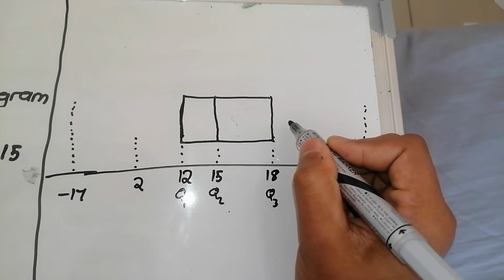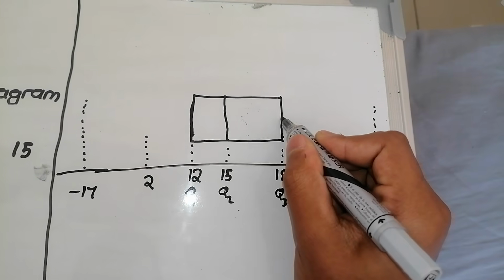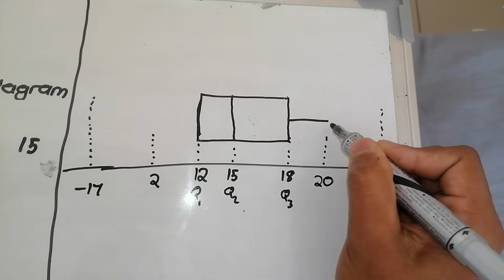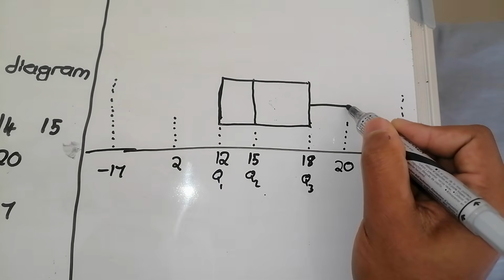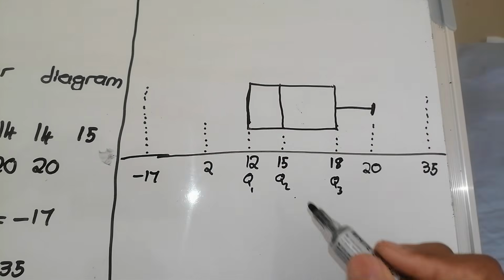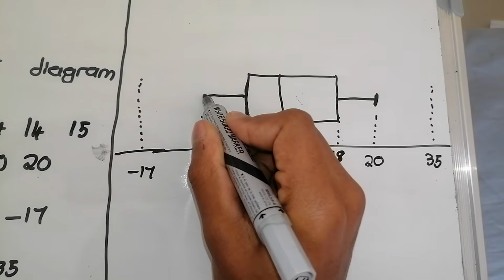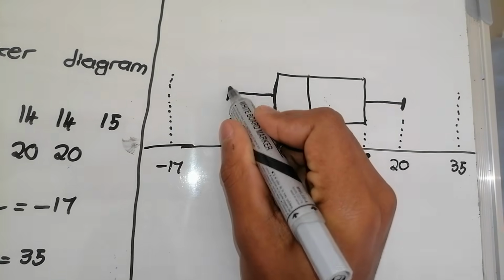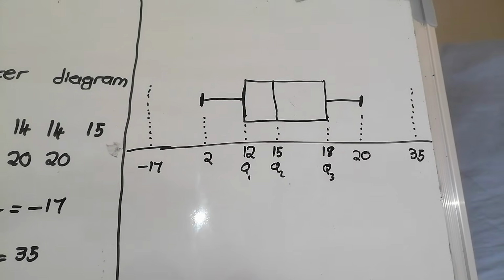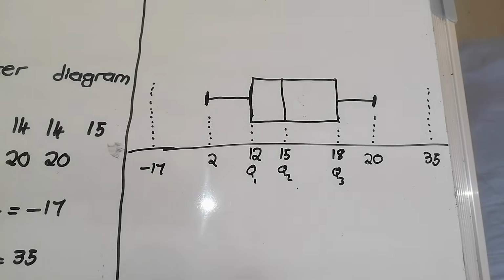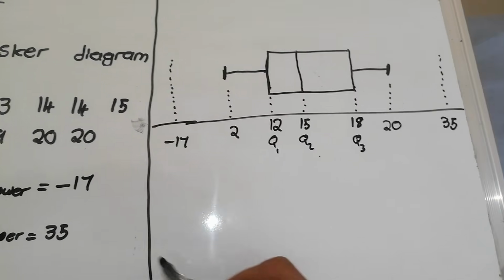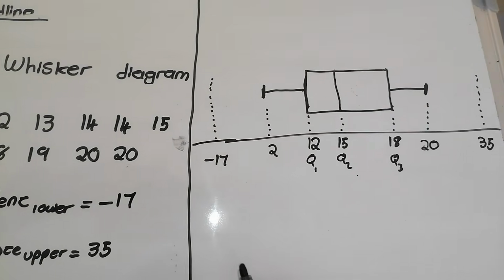And then your whiskers go from the box to your maximum value, which is 20, and then from your box to your minimum value, which is 2. And this is how you plot a box and whisker diagram.